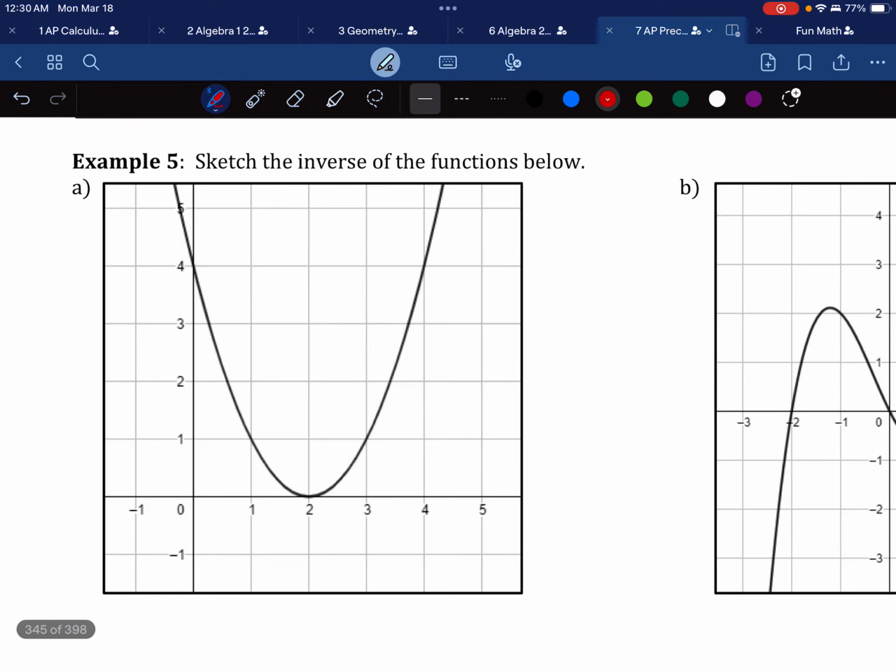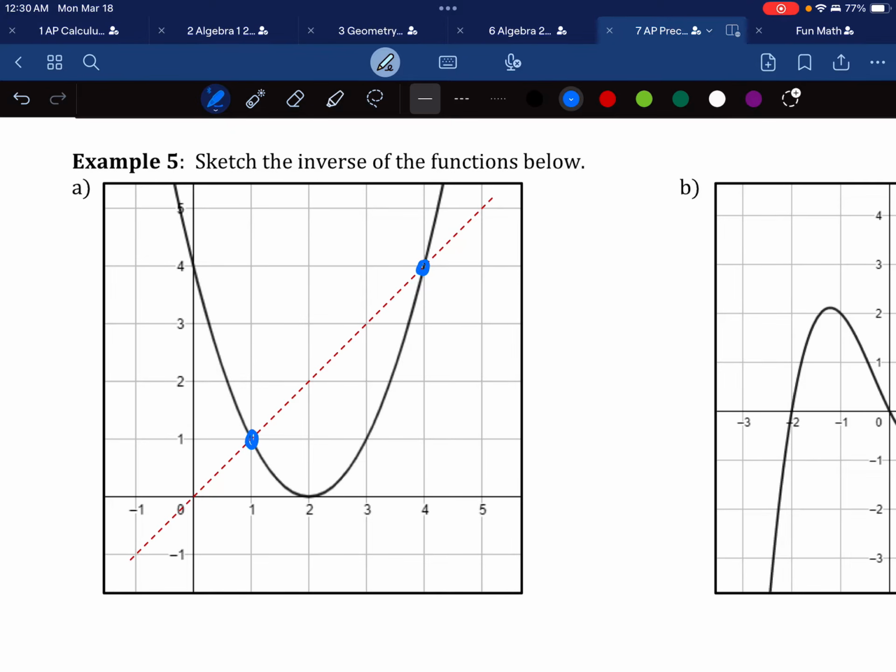The first thing I'm going to do, again, is draw out that line y equals x. All right, any points that are on the line are going to stay on the line. So points that are on the line will stay on the line.